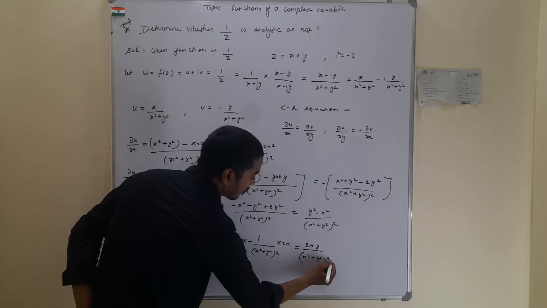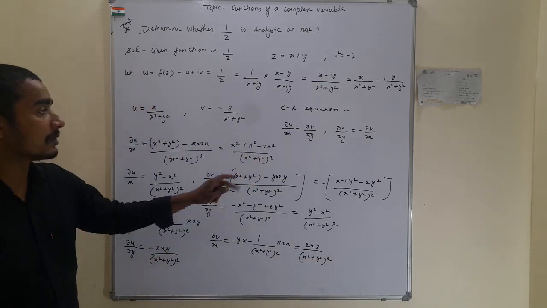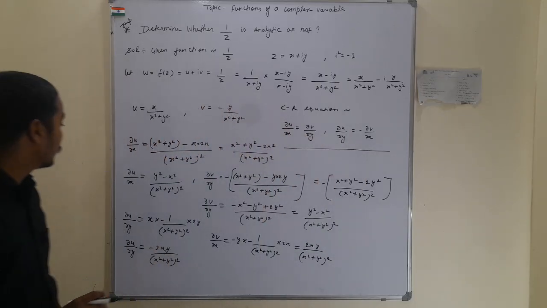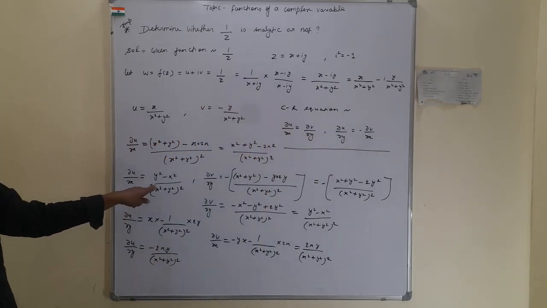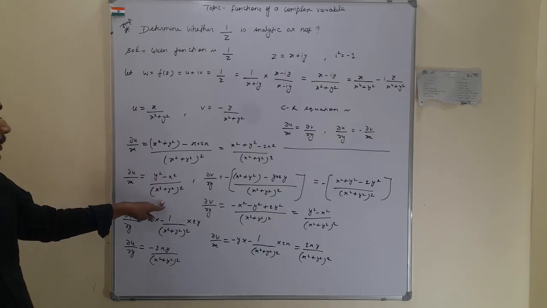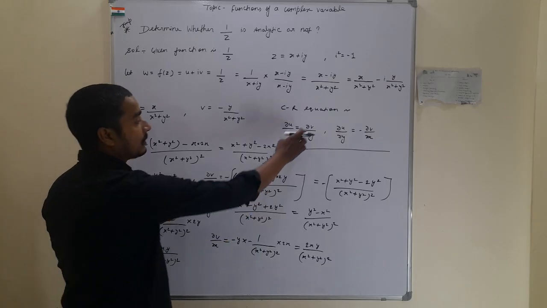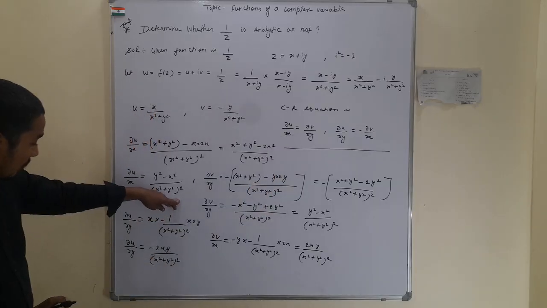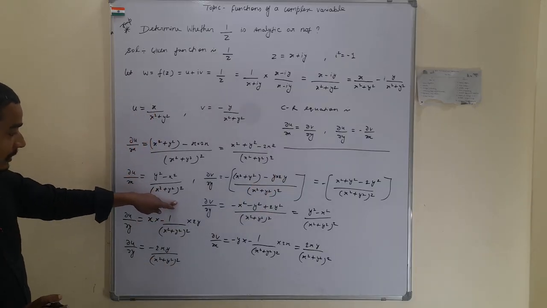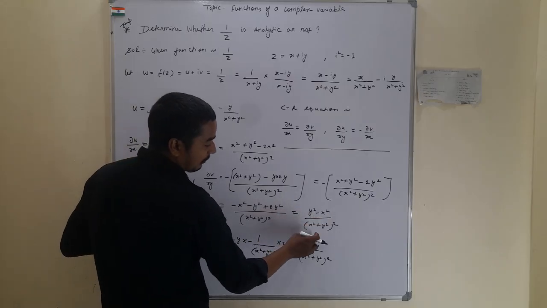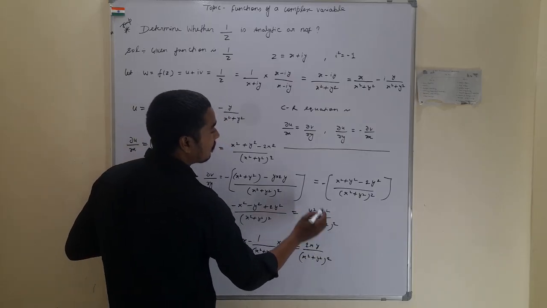Using the CR equation here, the value of ∂u/∂x is (y² minus x²) upon (x² + y²) whole square, and the value of ∂v/∂y we have calculated once again. The value of ∂v/∂y is also (y² minus x²) upon (x² + y²) whole square.